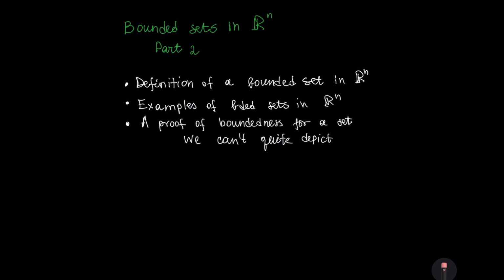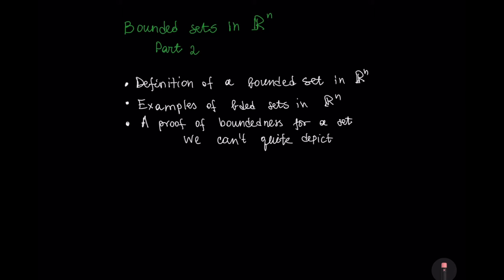And finally, we will consider an example of a set that is defined in such a way that we can't quite depict it. It's defined basically in terms of mathematical symbols. Nevertheless, we will prove that that set is bounded. And that example is something that you may encounter as a step in proofs of other theorems, so it's very worthwhile to see it. I hope you'll enjoy it in this video.